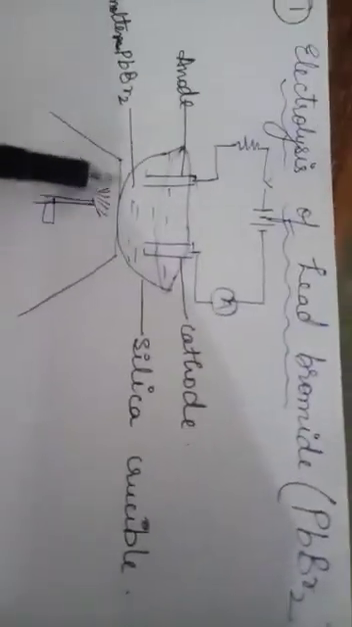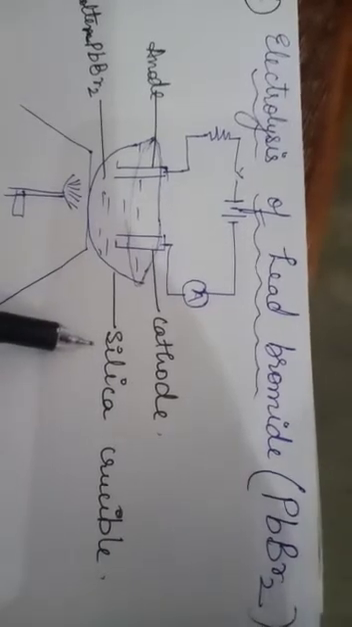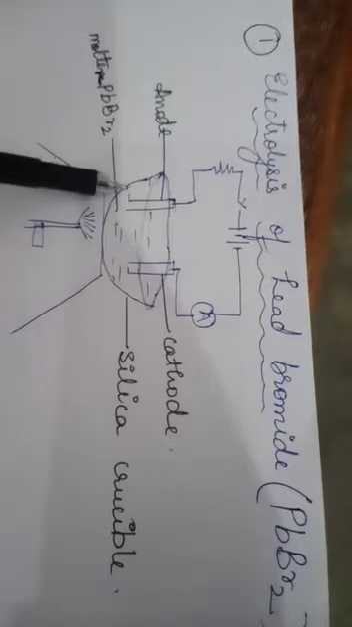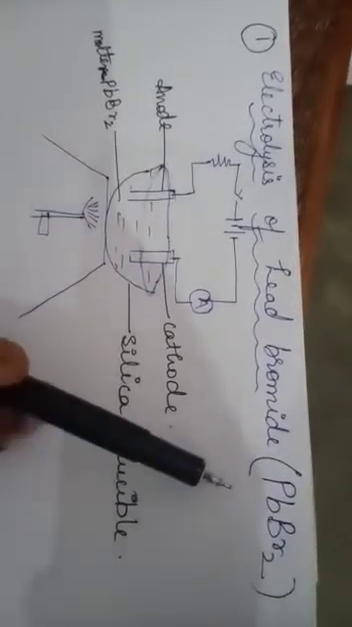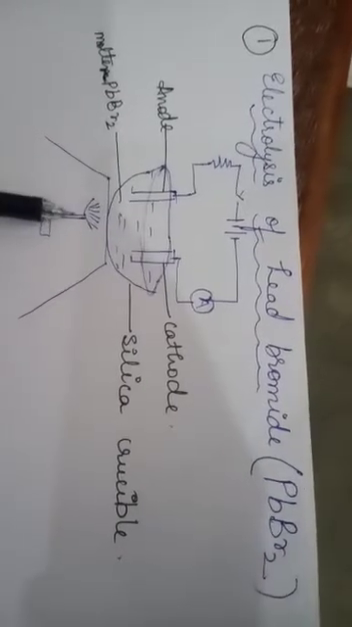Children, here as you can see now the diagram. In this diagram you can see a crucible which is used. It is made up of silica. Anode and cathode are connected. In this, molten lead bromide is taken. The anode and cathode are connected to the positive and negative terminals of the battery. From below, the burner is on.